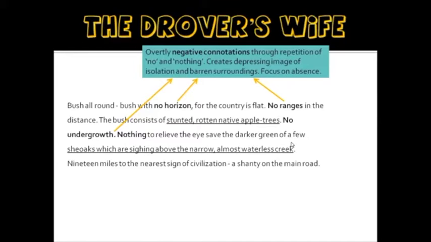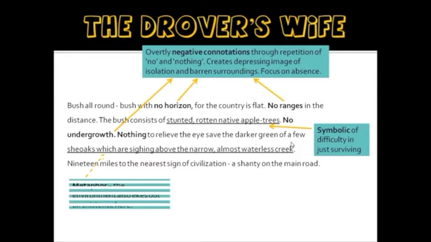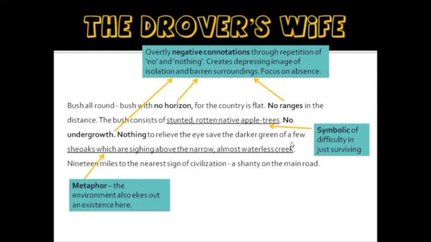Then you have that symbolism where it says the stunted, rotten native apple trees. This is symbolic of the difficulty in just simply surviving the environment. Lawson wants us to have this idea of how it really was to live even as part of the nature in these Australian bush settings.